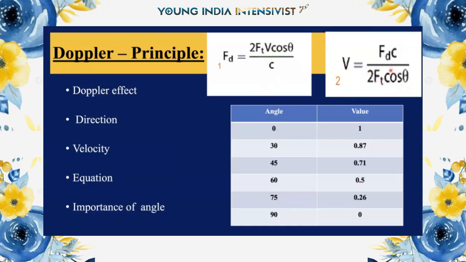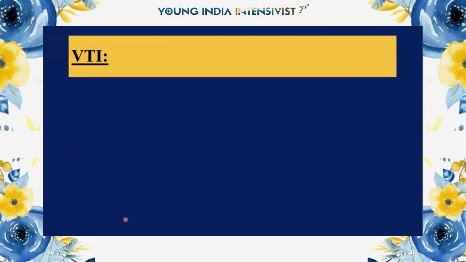And the important part is the cosine theta. These are the various values of the cos theta. The importance is that as the angle gets higher and higher, the cosine values get smaller and your readings become more and more inaccurate. So cos 60 becomes 0.5. So that is why your angle of insonation cannot be 0, which is way more difficult. So you should have an angle of insonation of at most 30 degrees.